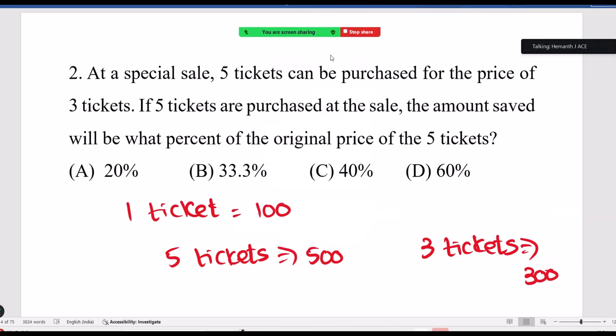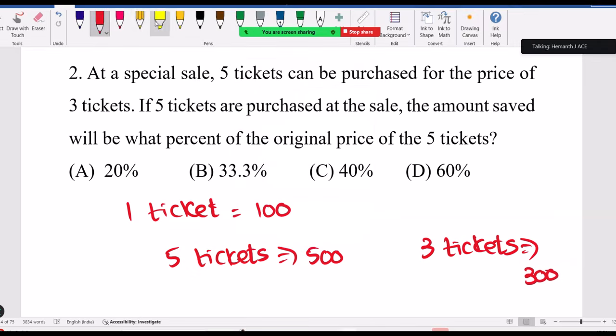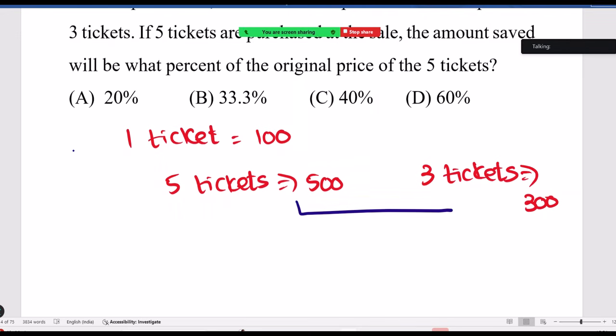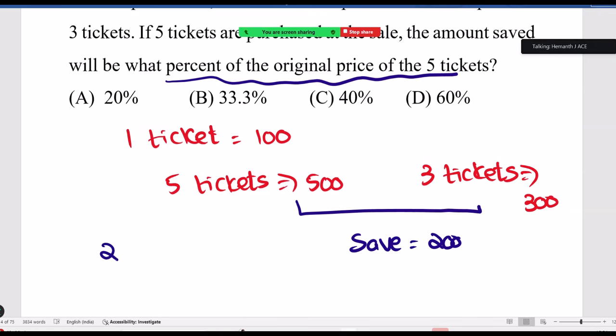Right? So the original price of the 5 tickets they are asking. So saving is nothing but 200. Now this 200 is what percentage of the original price of the 5 tickets? Original price of 5 tickets is 500. 200 out of 500 is nothing but 40 percentage. They clearly mentioned out of original price of the 5 tickets, what is the saving equal to?